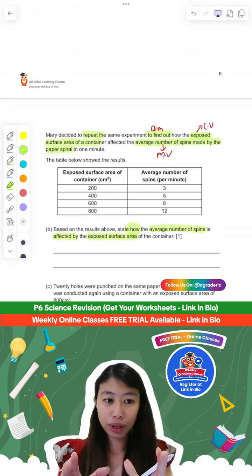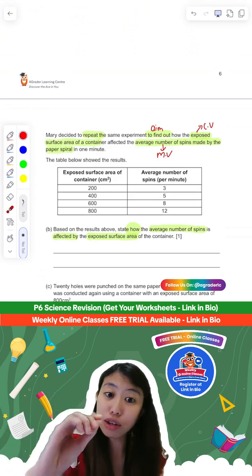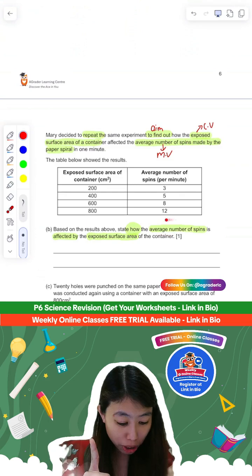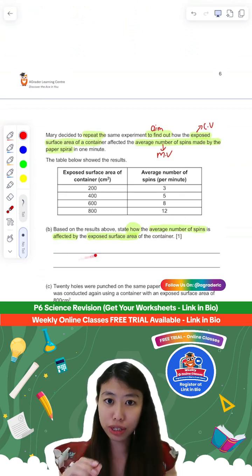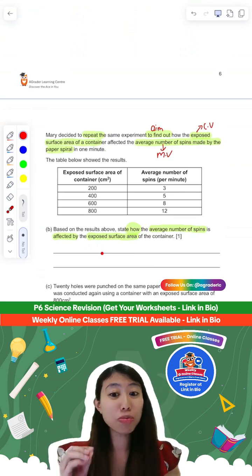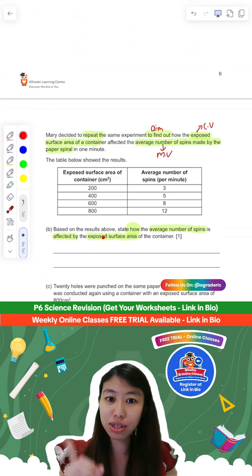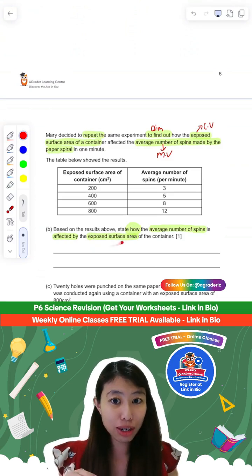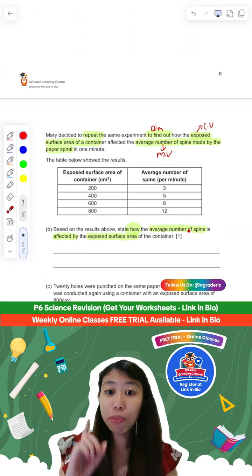Okay, everybody, a common mistake made by students, listen carefully again, is that because the question mentioned average number of spins first, they go and write average number of spins first. Are you supposed to do that? Do you write average number of spins first? Is that the one that affects the other variable? No, right? You must mention your change variable first. So it's always a good habit to identify a change variable. You must mention exposed surface area first, because when your exposed surface area changes, then your number of spins changes. Okay, so must be very, very careful, all right?